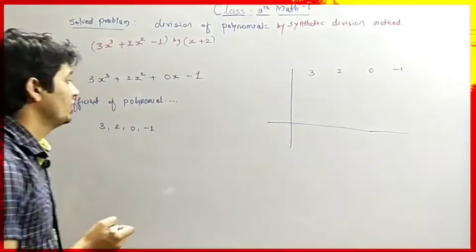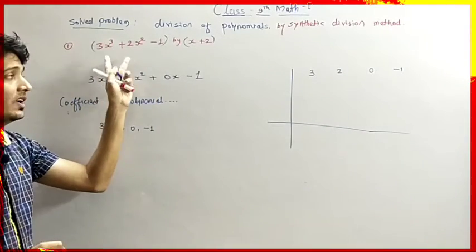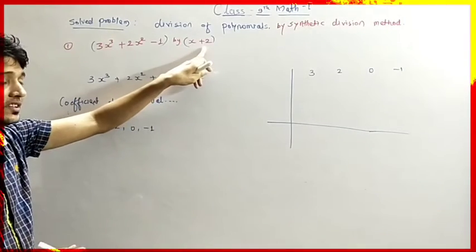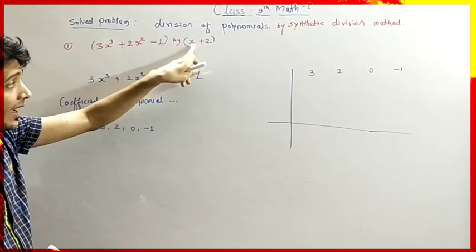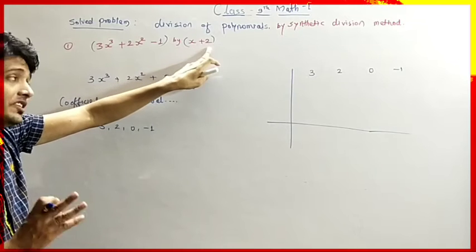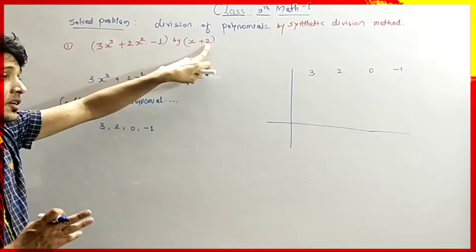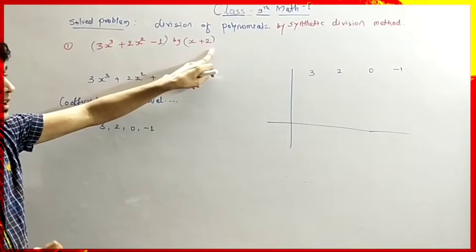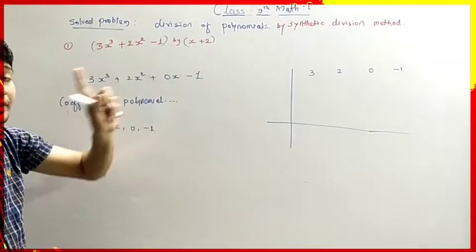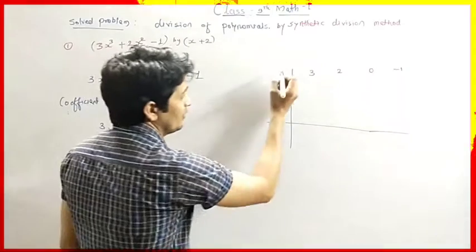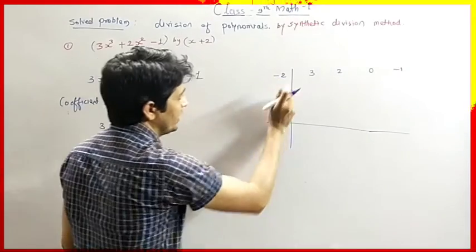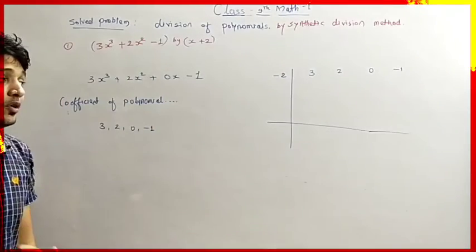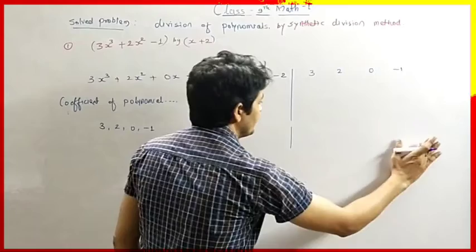Then we have to divide this polynomial by this one. It is the divisor, so here we have x plus 2. Always remember, if any number is present here, we have to take the opposite of this number. So here we have plus 2, so we have taken minus 2 here. Now we are going to apply the synthetic division method.